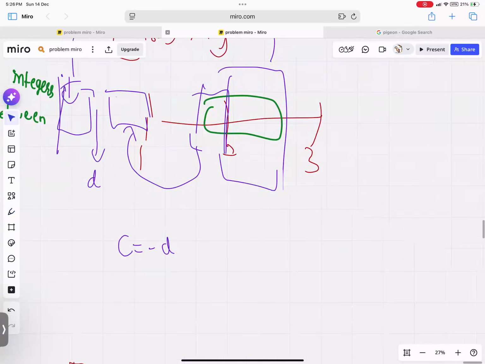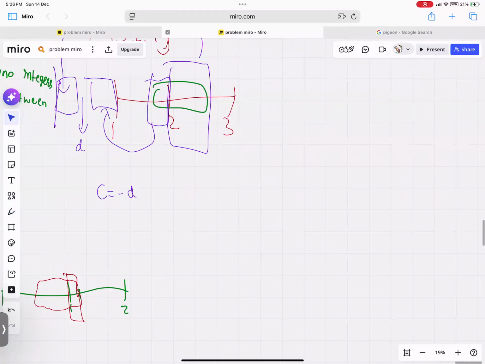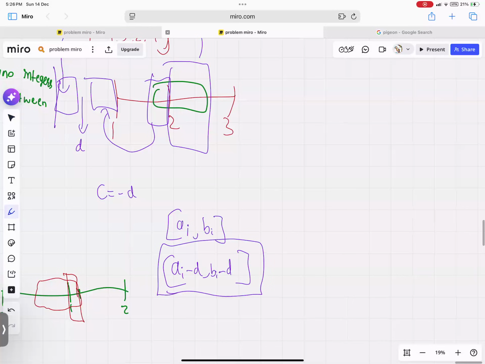Why is that? Because the point is, for each interval ai to bi, the claim is that ai minus D, bi minus D has no integers. And the reason is because D doesn't belong to the projection. And if this did have an integer, then it would belong to the projection. Do you see why?